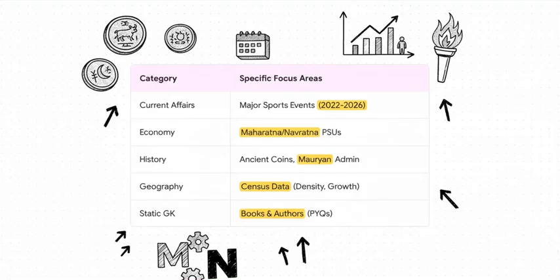This right here, this is your cheat sheet for revision. These are the topics that are giving the most bang for your buck. For geography, you have to know that 2011 census data cold, especially density and growth. For history, really dive into the Mauryan period. We're talking their administration, even things like the coins they used. And for economy, get familiar with the big PSUs. What makes a company a Maharatna versus a Navratna?